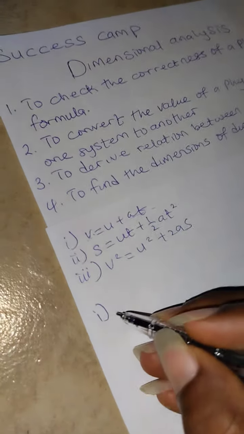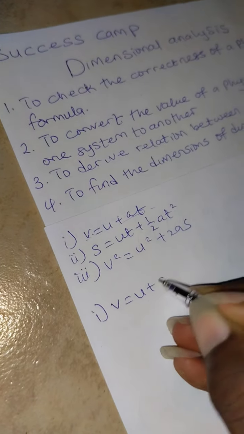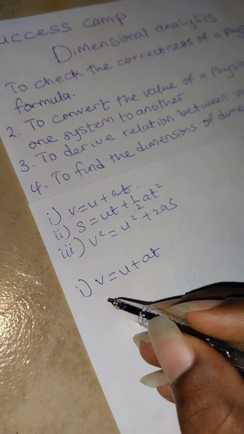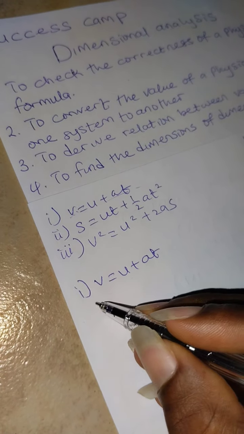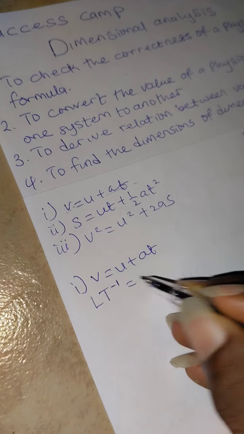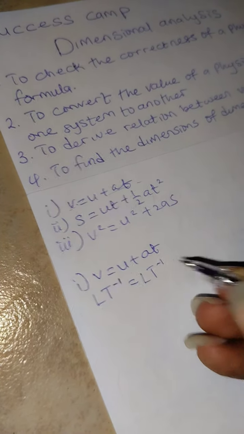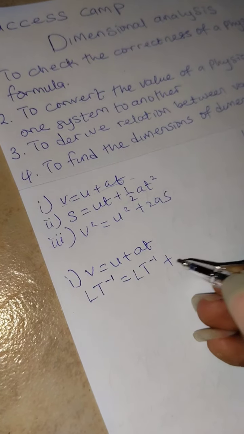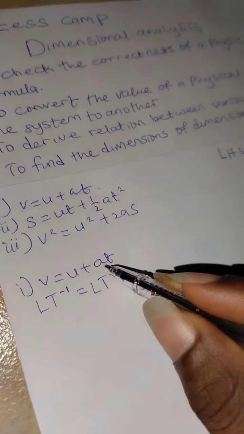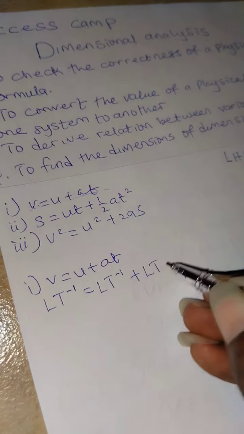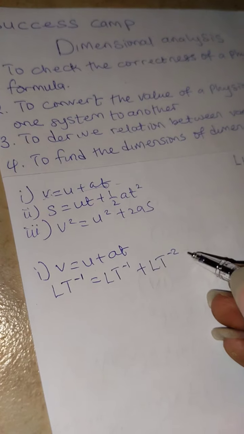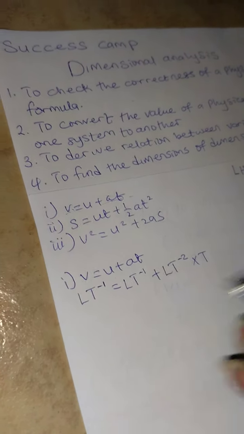So the first one, which is v equals u plus at, and my v is velocity. So in order not to waste time, I'll just move straight to the dimension of velocity. Remember that velocity is meter per second, and meter per second is LT^-1 in dimension. u will be what? LT^-1 also, because they are both velocity, and my acceleration will be LT^-2, because it's velocity divided by t, which is the dimension for time.